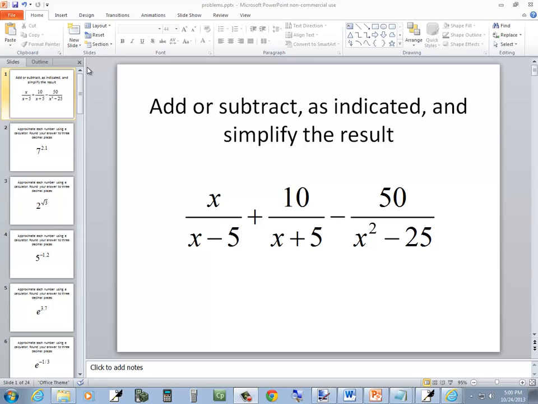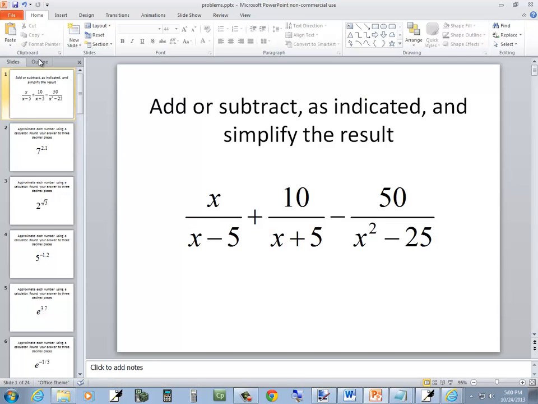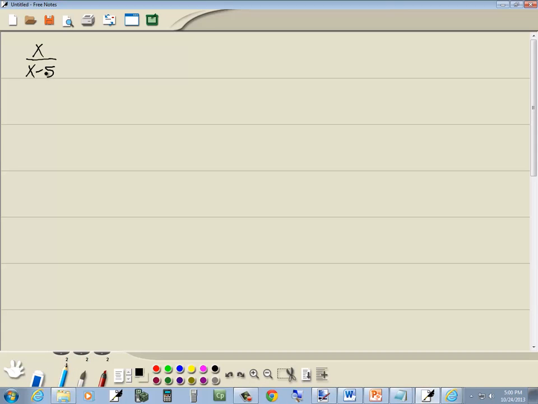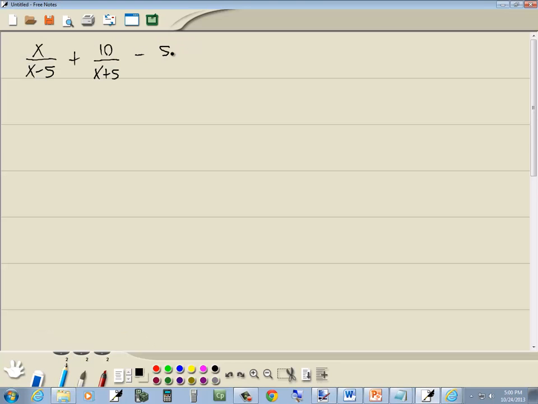Let's take a look at this problem. We have x over x minus 5 plus 10 over x plus 5 minus 50 over x squared minus 25. And we want to perform the indicated operation here.